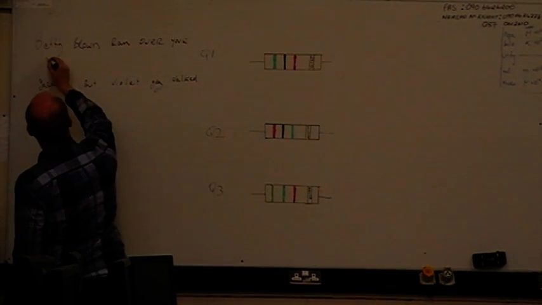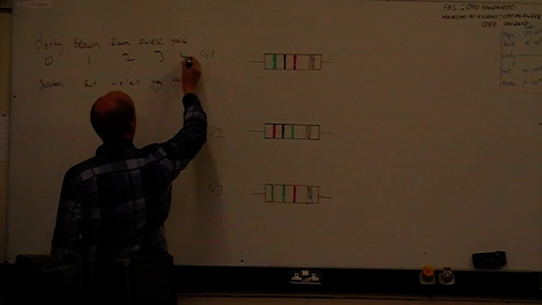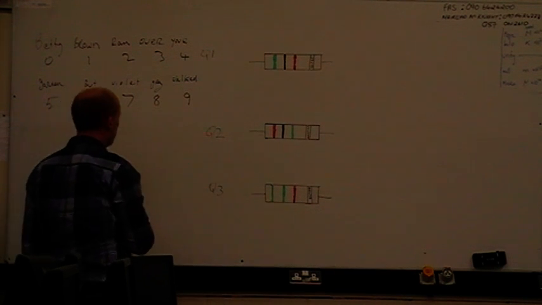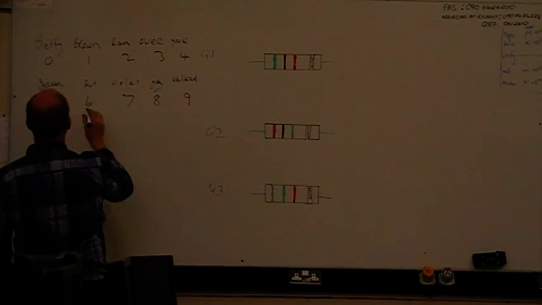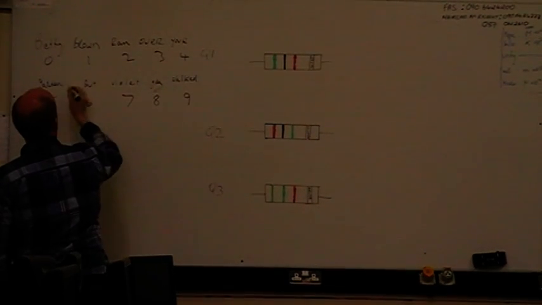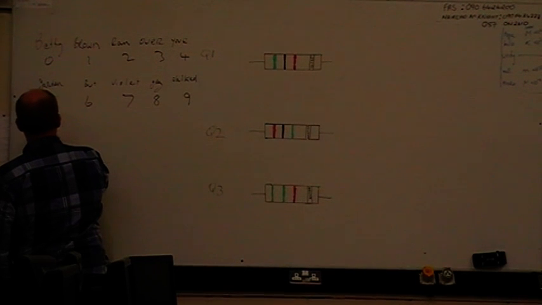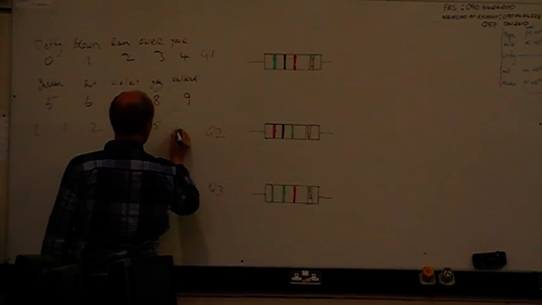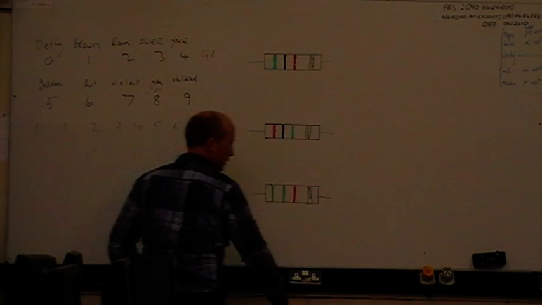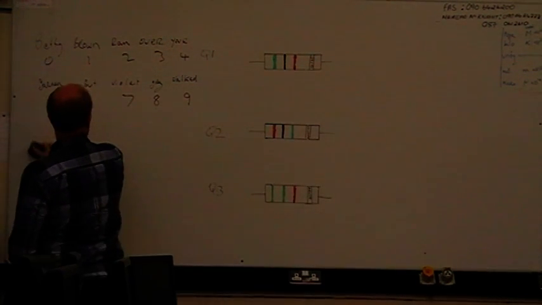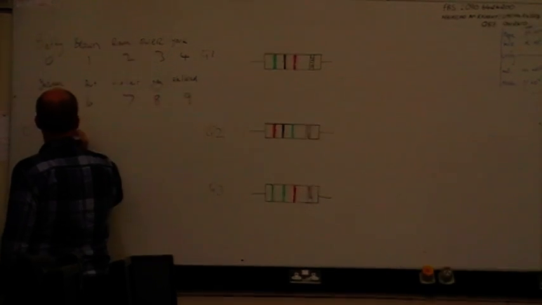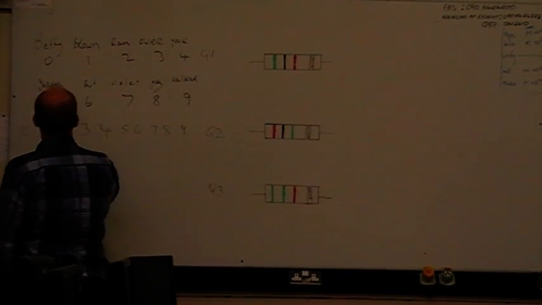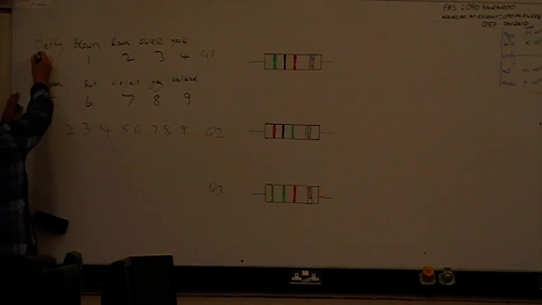So we use 0, 1, 2, 3, 4, 5, 6, 7, 8, 9. That gives our decimal digits from 0 to 9, so we've got all numbers covered. So 0, this B here will represent black.